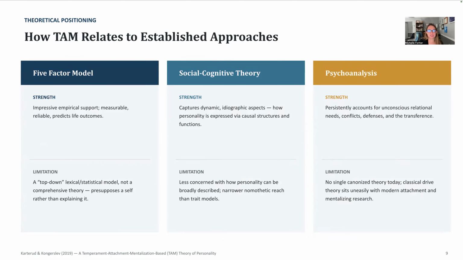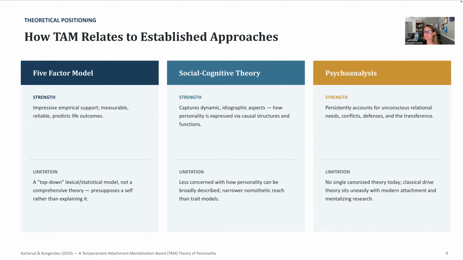How TAM relates to established approaches. So they talk about the five-factor model. The strength is impressive empirical support, measurable, reliable, predicts life outcomes. The limitation of the five-factor model is it is a top-down lexical statistical model, not a comprehensive theory. It presupposes a self rather than explaining it. The next one is the social cognitive theory about personality. The strength is it captures dynamic idiographic aspects, how personality is expressed via causal structures and functions. The limitation is it is less concerned with how personality can be broadly described. Narrower nomothetic reach than trait models.